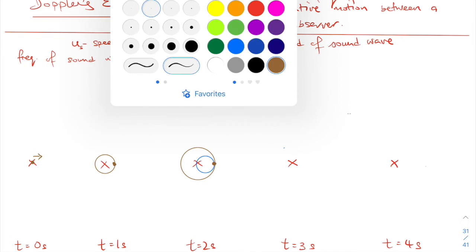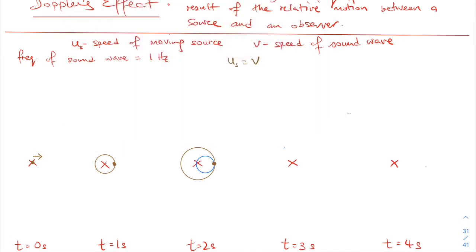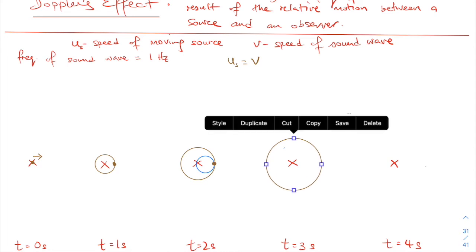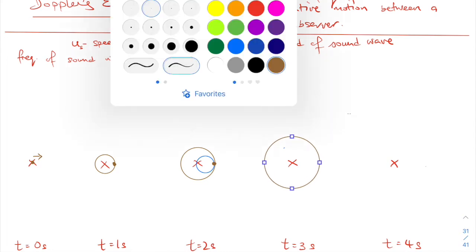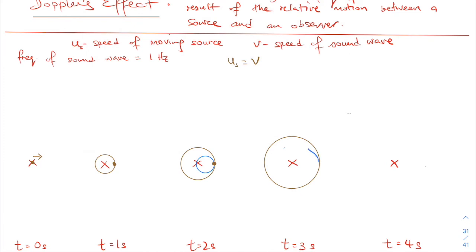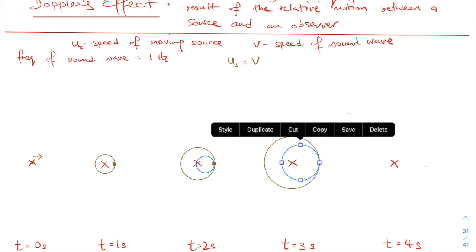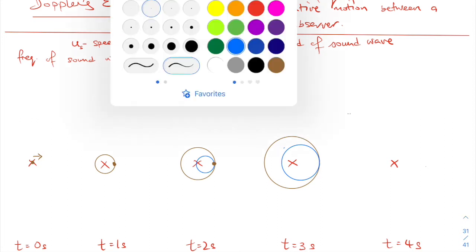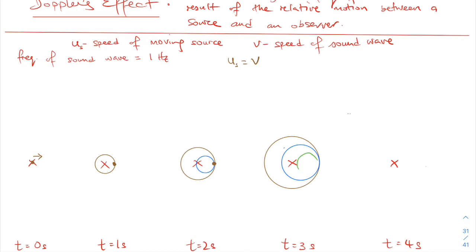And for the time t equals 3 seconds, the first wavefront would have expanded, and the second wavefront similarly would have expanded to a big circle as shown here. And the third wavefront would also have expanded. And where is that moving source? It would be here.